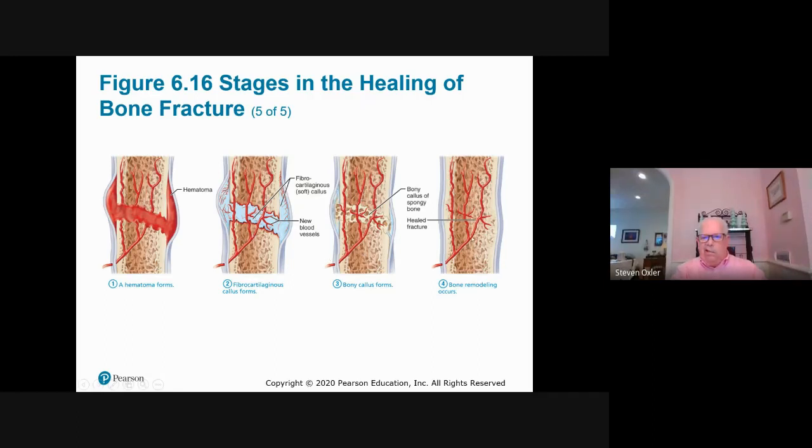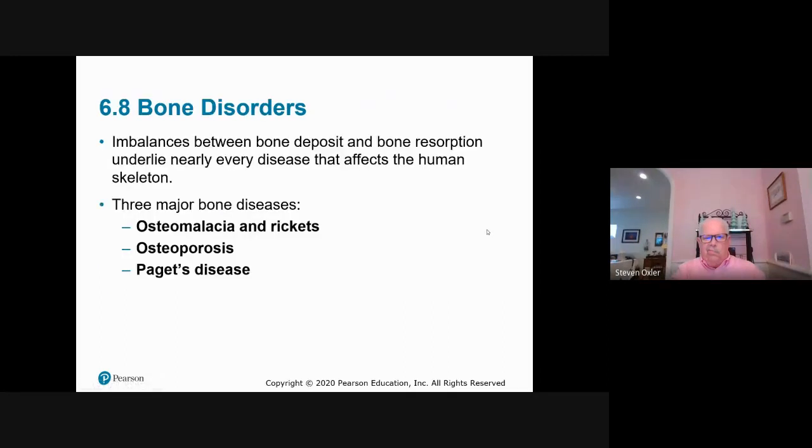There are numerous bone diseases. There is osteomalacia and rickets. These are vitamin diseases. We'll talk a little bit about them. There's osteoporosis and there's Paget's disease. I want you to know osteomalacia, I want you to know rickets, and I want you to know osteoporosis. I'm not worried about Paget's disease.